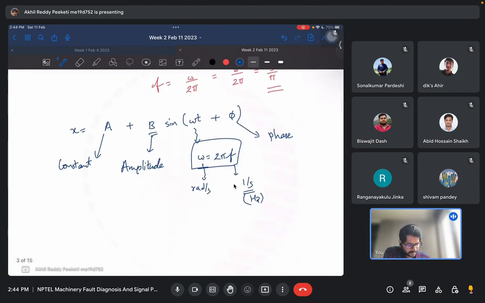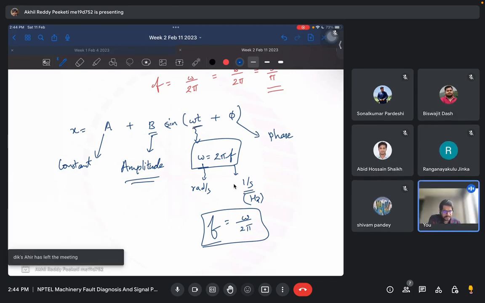So this is how you can estimate the frequency and the amplitude. So whatever is the coefficient of the sine or cos, that becomes the amplitude, and whatever is the coefficient of t, that becomes the radial frequency, and from that you can actually estimate the real frequency.